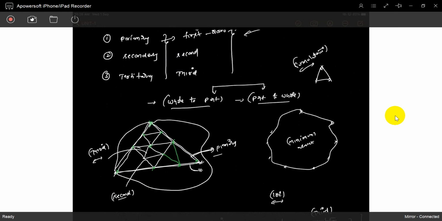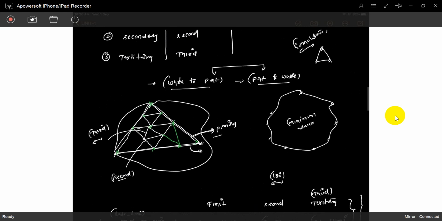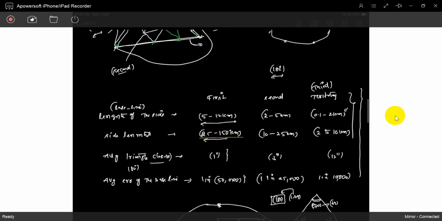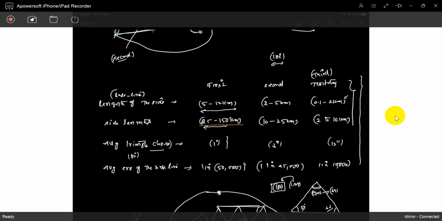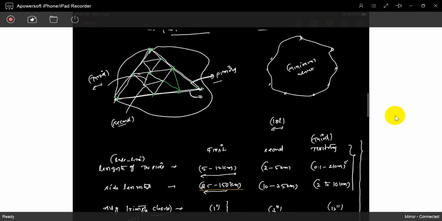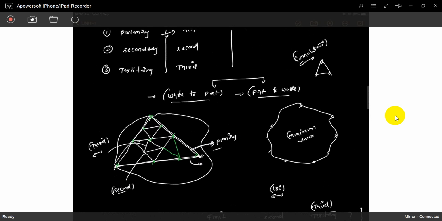So what is the purpose of primary, secondary, tertiary triangulations? If you know the positions of those points and if you know the angles or bearings, you can find out the in-between points. You can find out the coordinates of the in-between points. That is triangulation.